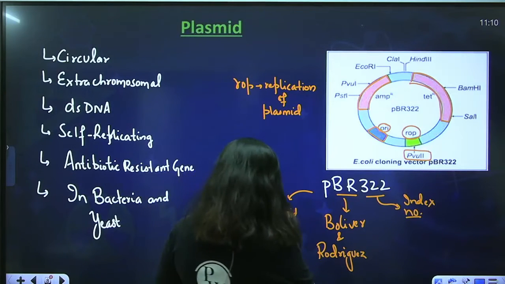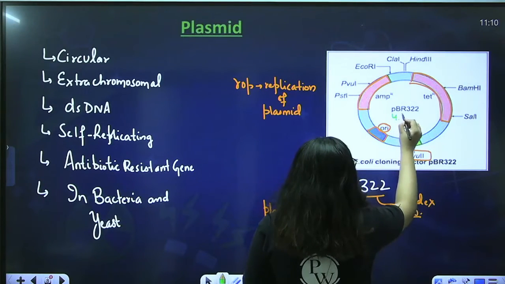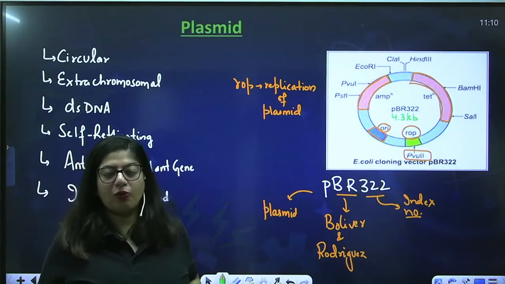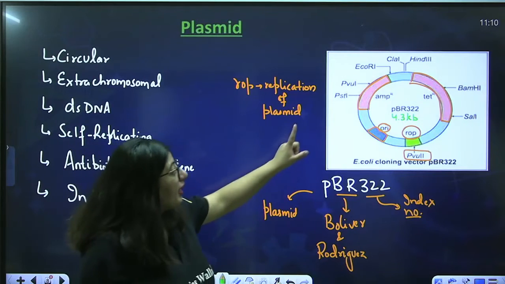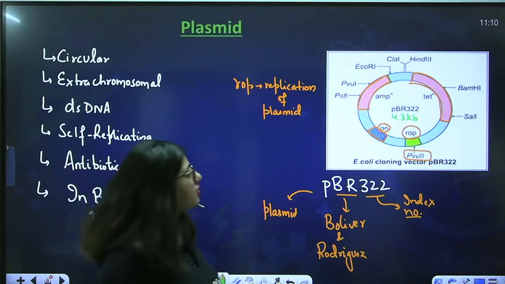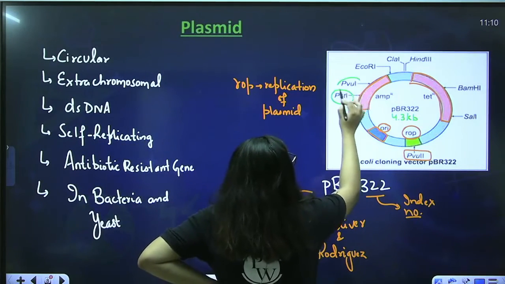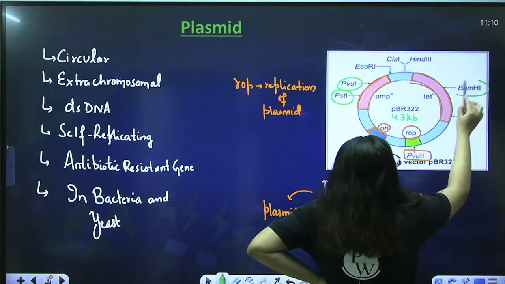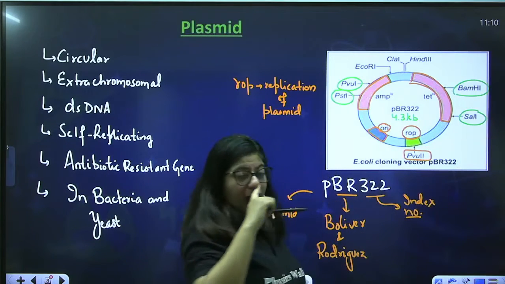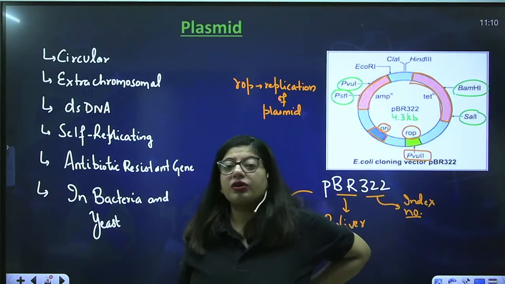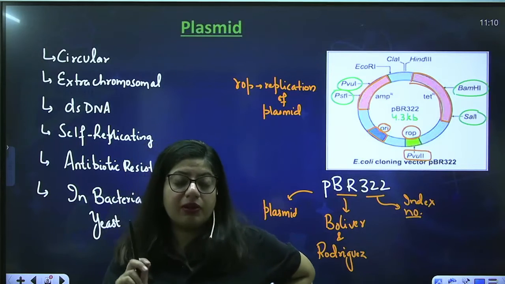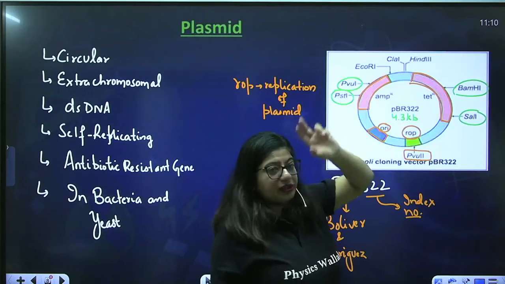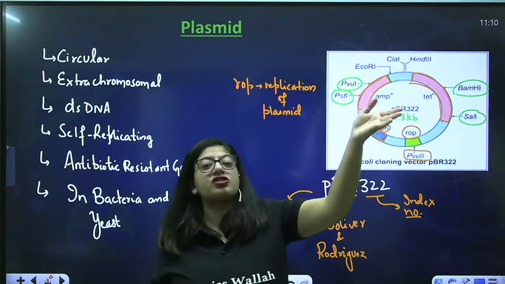The size of pBR322 is 4.3 kb. Kb means not kilobytes, but kilo base pairs. 4.3 kb is its size. The ampicillin resistant gene has the restriction sites for PstI and PvuI, whereas tetracycline has the restriction sites for BamHI and SalI. You have to draw this structure around 5 to 10 times until you remember it nicely, because they will directly ask you which of tetracycline or ampicillin has which restriction site.